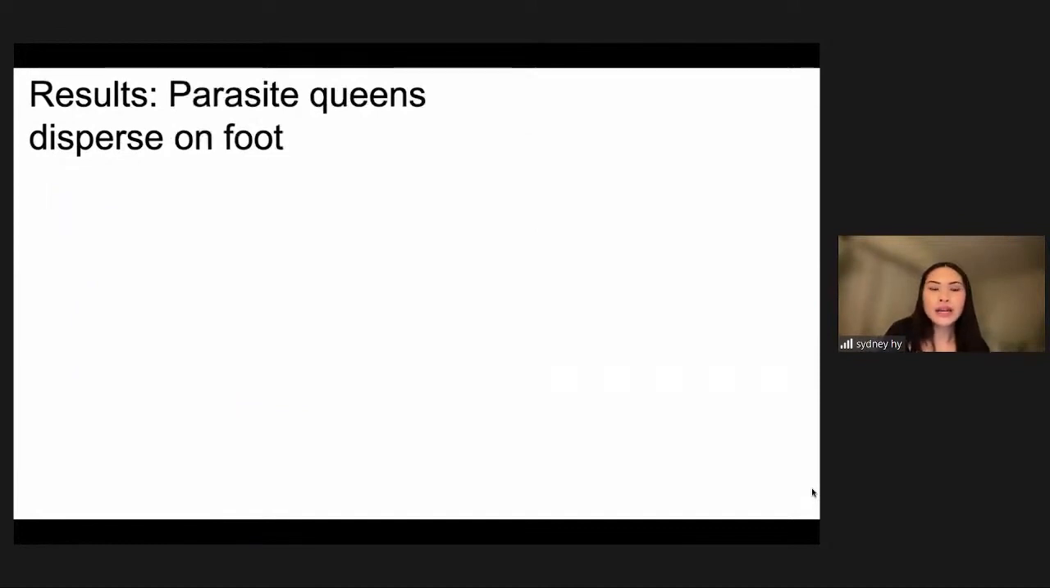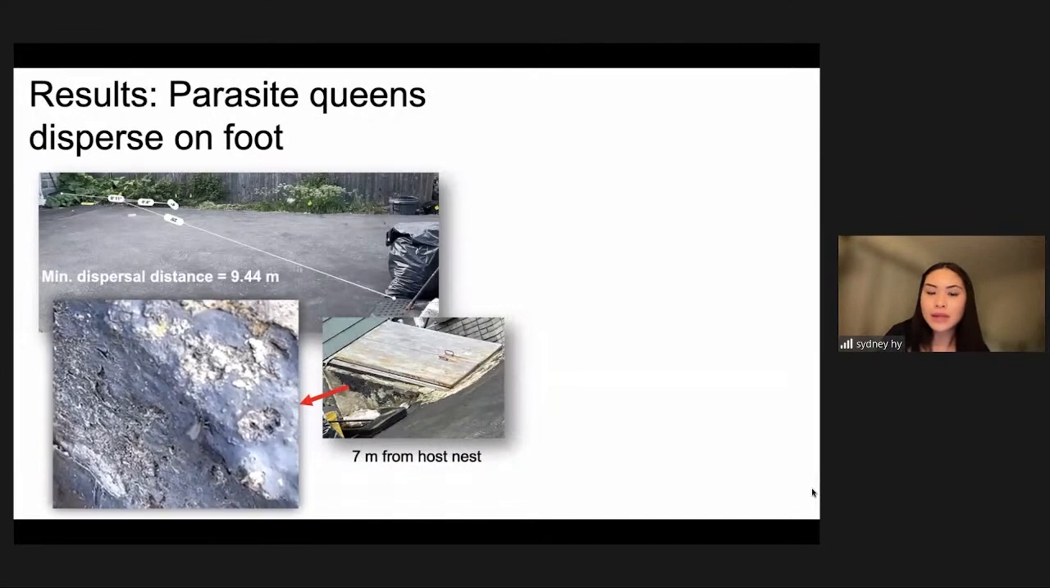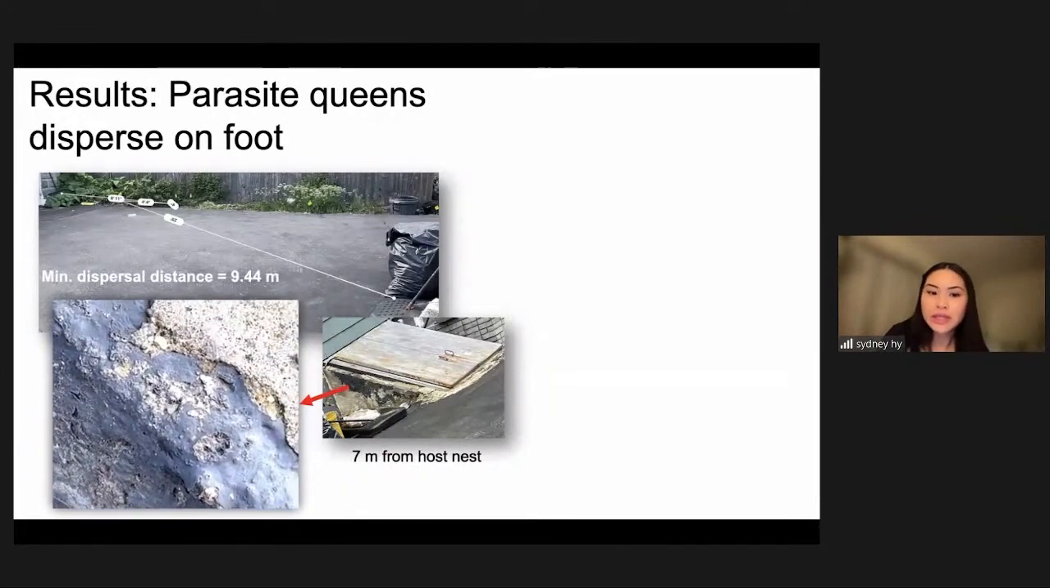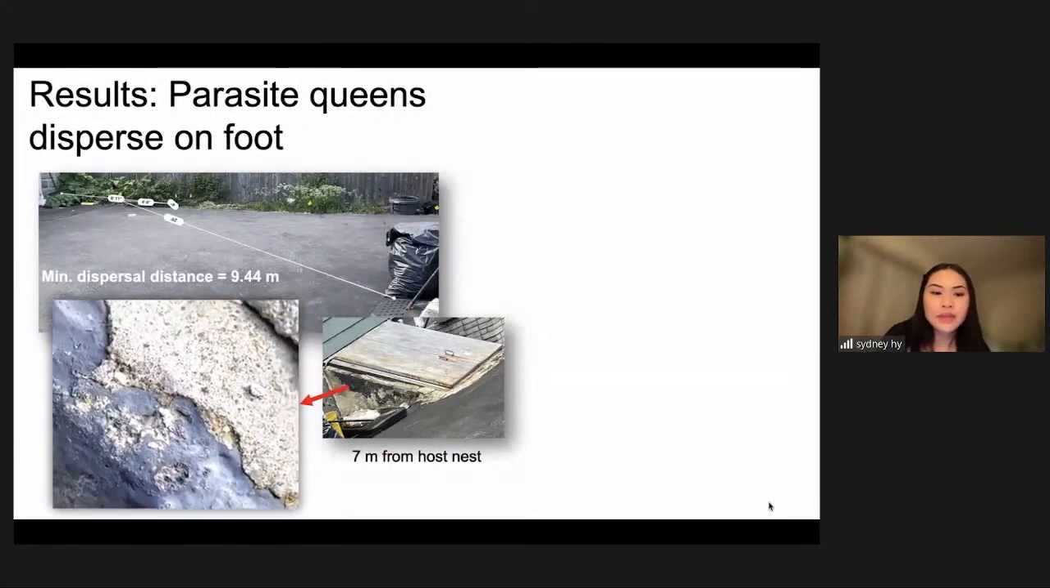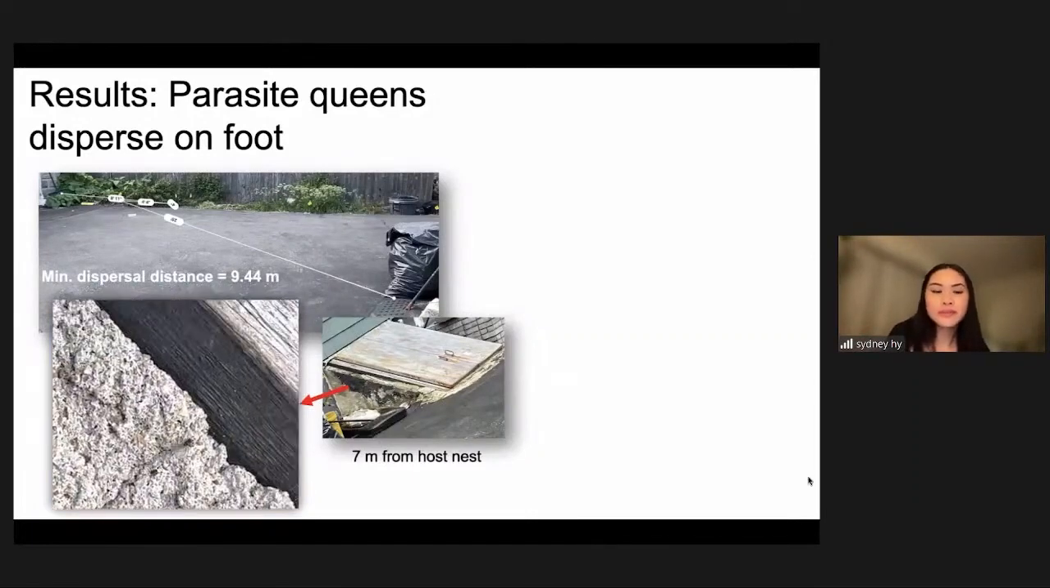So additionally, following up with that last clip, I actually followed that parasite. And what I found was that she actually traveled a distance of 9.4 meters on foot. And she was actually climbing up on this cellar door after reaching across the driveway.